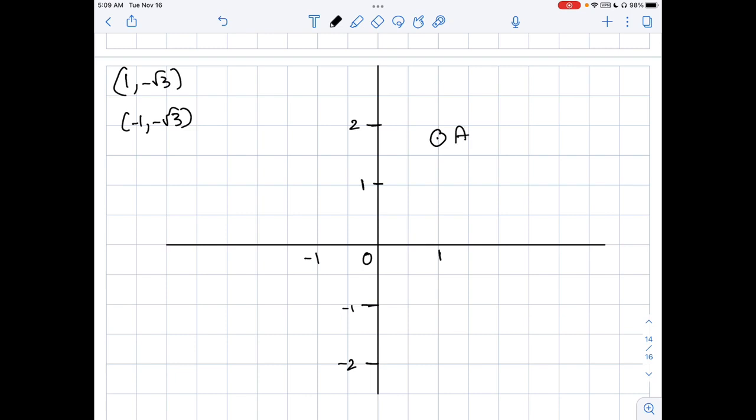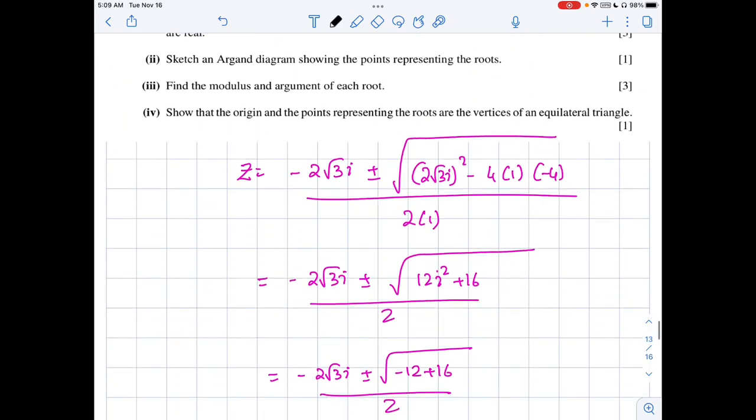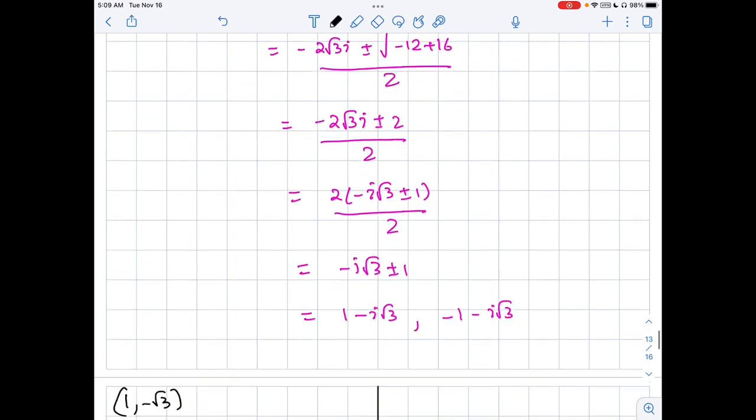Let it be z1, and negative 1 comma negative root 3, 1 comma negative root 3. This is z1 over here, and negative 1 comma negative root 3 is z2 over here. Those are the 2 points. Find the modulus and argument of each root.